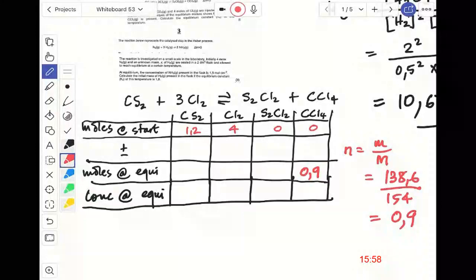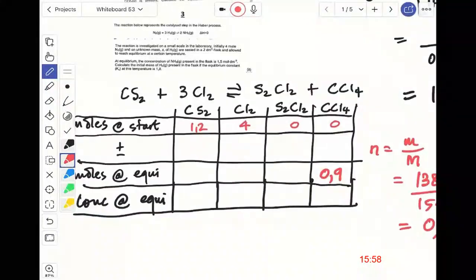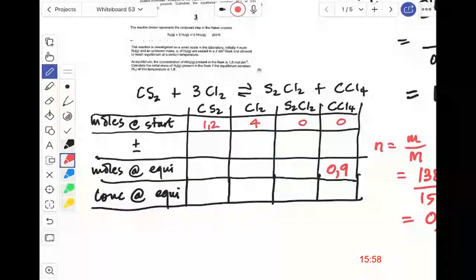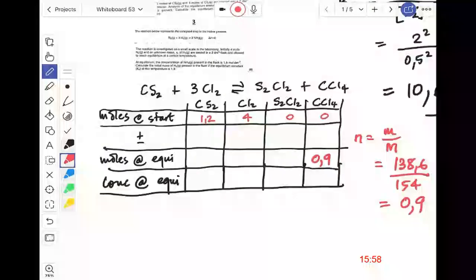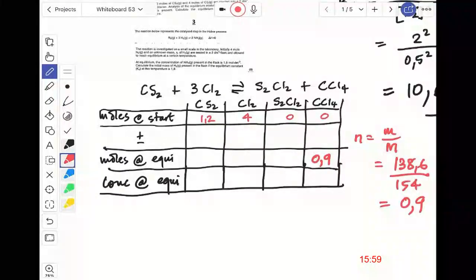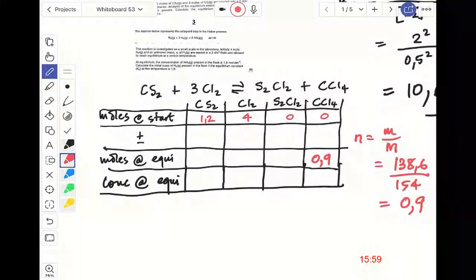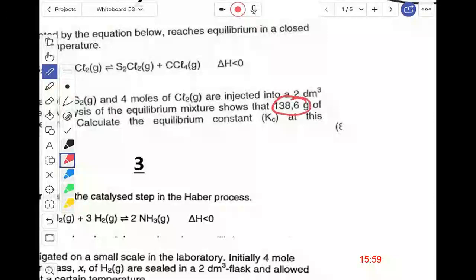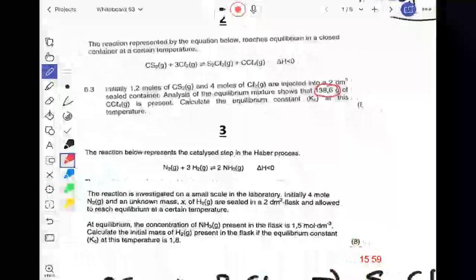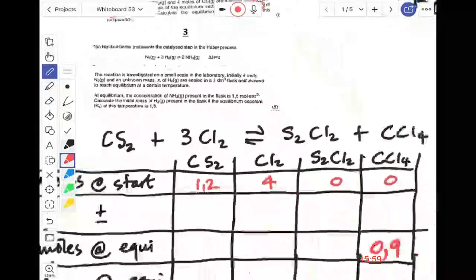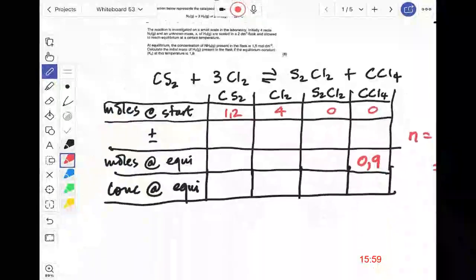So I've got it on the board there now. I've written down the equation. I've set up the table. I've put in the values, and I have calculated. I've looked at my 138.6, and it was grams, and I turned it into moles, and it was CCl4, and I turned it into moles at equilibrium.